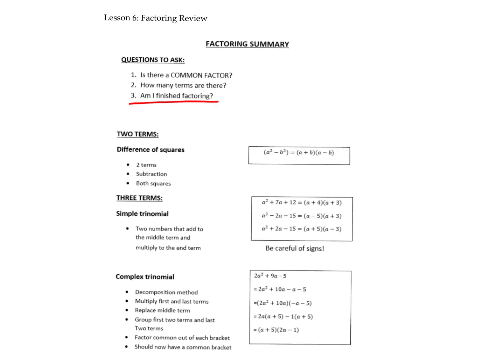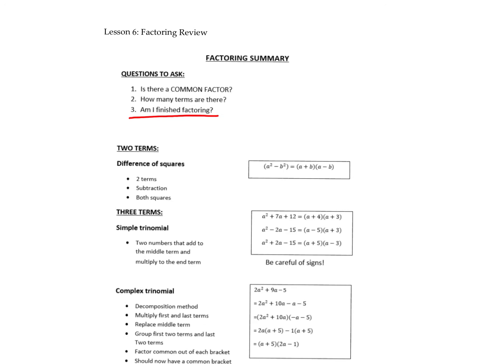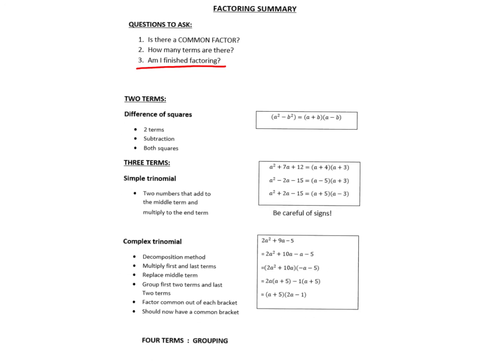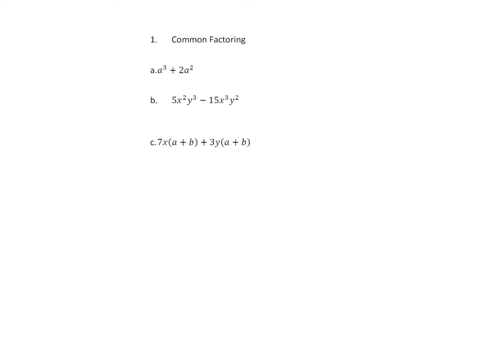So we'll go over examples of each. And then at the very end, you always ask, am I finished factoring? Sometimes there is more than one type of factoring, and so it might be a multi-step question. Okay, so common factoring, you're just looking for common numbers and variables that you see in all terms.